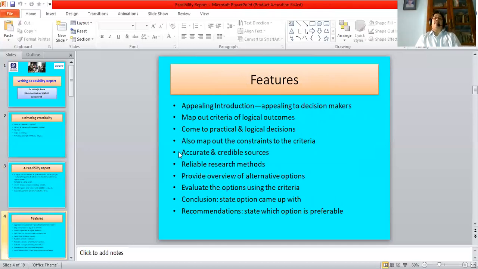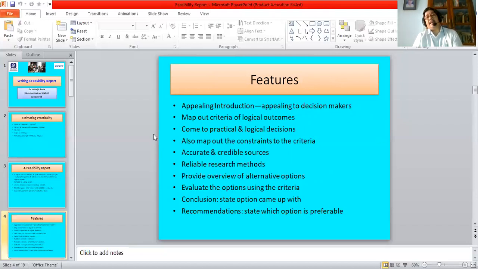Now, the features of this kind of a report. First of all, the introduction to such a report should be appealing because it should appeal to the decision makers by way of giving an introduction to new prospects or new opportunities for growth which are envisioned in the form of a new project. Also, they help to map out the criteria of the logical outcomes, and they enable us to come to practical and logical decisions.